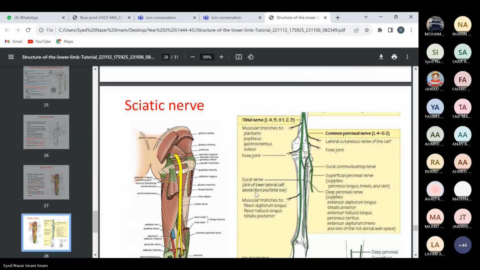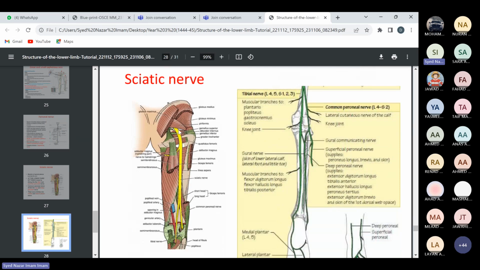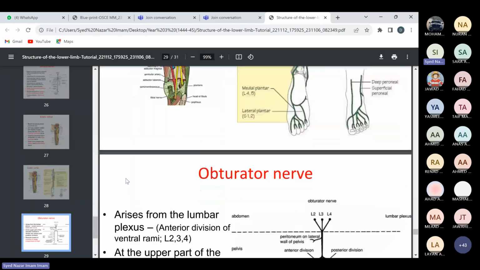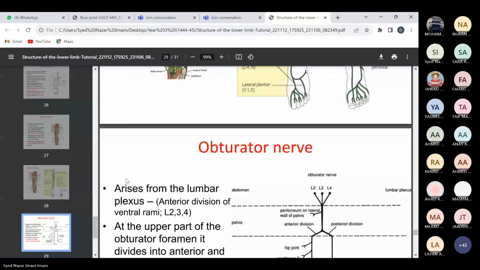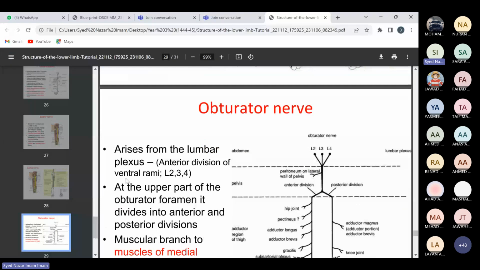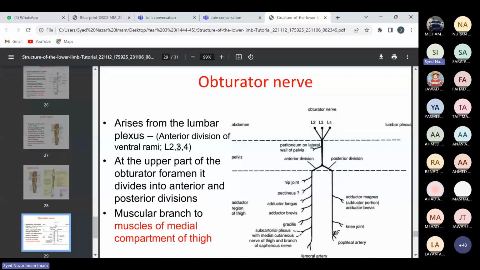This is important again, and you have to identify the sciatic nerve. You can see this is the piriformis muscle, and just below the piriformis, this is the thickest nerve of the body coming from here, and this is your sciatic nerve. Obturator nerve again is a branch coming from the lumbar plexus. This is anterior division of the ventral rami L2-4, and it supplies the muscles of the medial compartment of the thigh. So this is all.